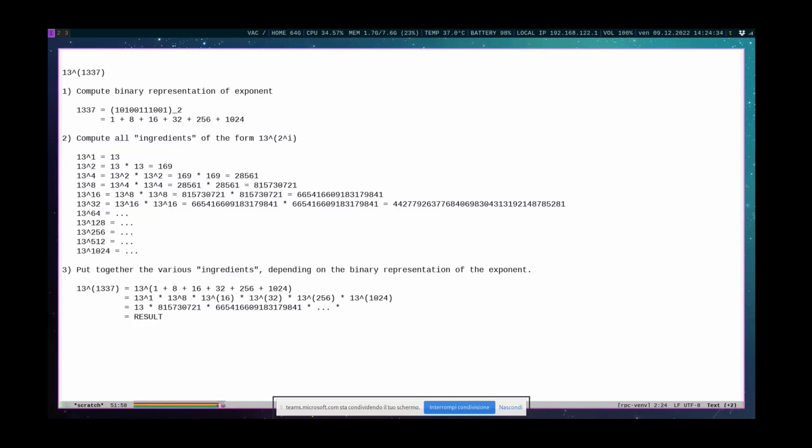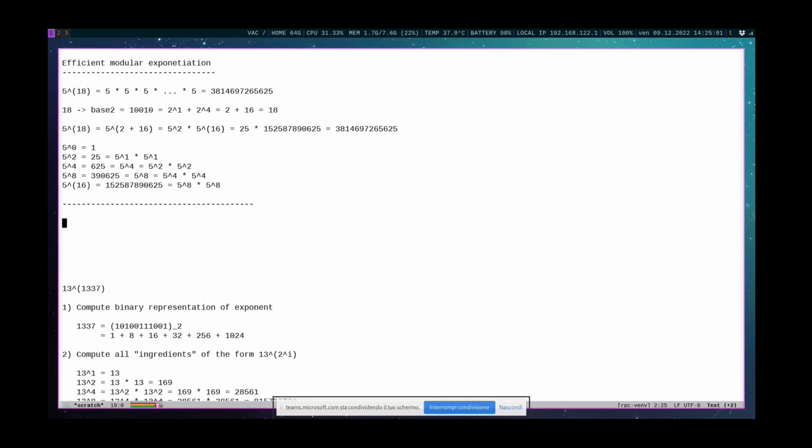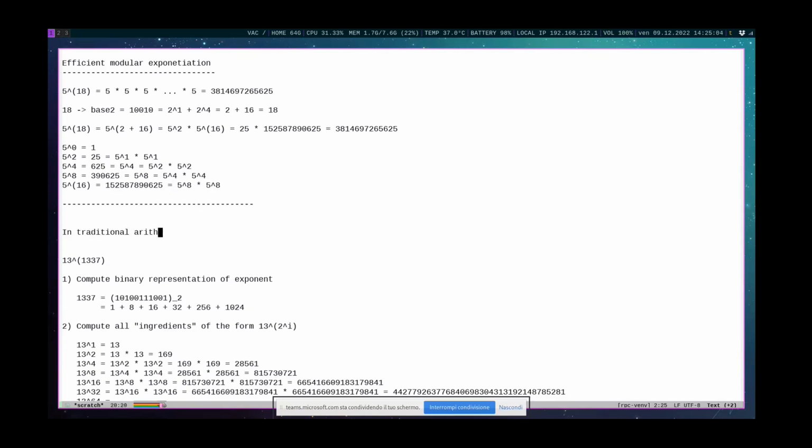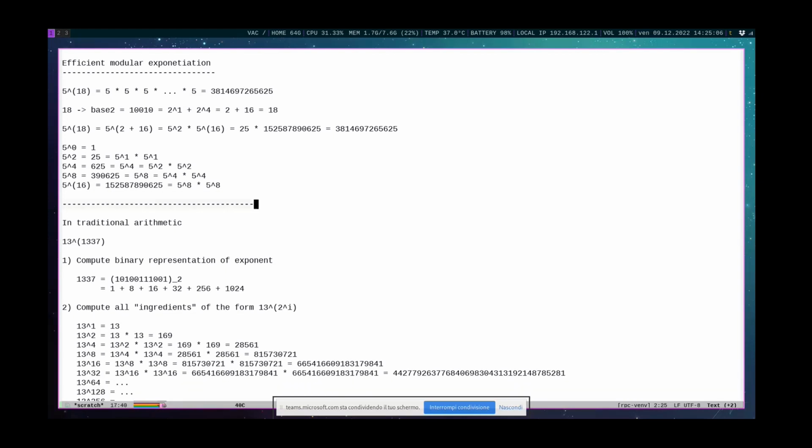And this is actually faster in RSA, because the example I showed here was done in traditional arithmetic. The thing is that when we work with modular arithmetic, there is something that helps us: the size of the numbers, we reduce it after every multiplication. So this is traditional arithmetic. In modular, the same idea applies.